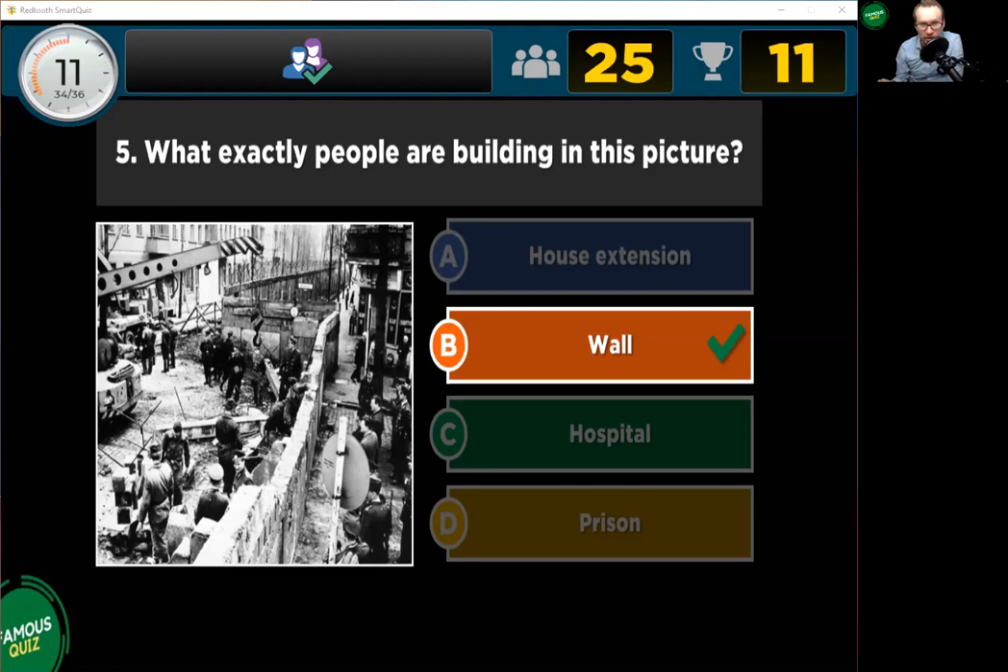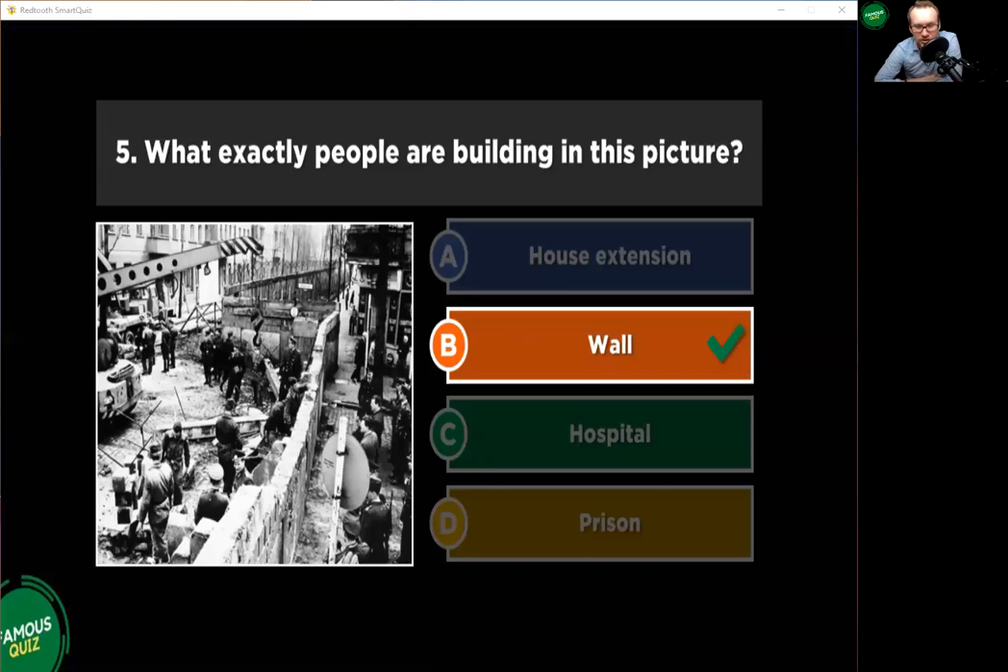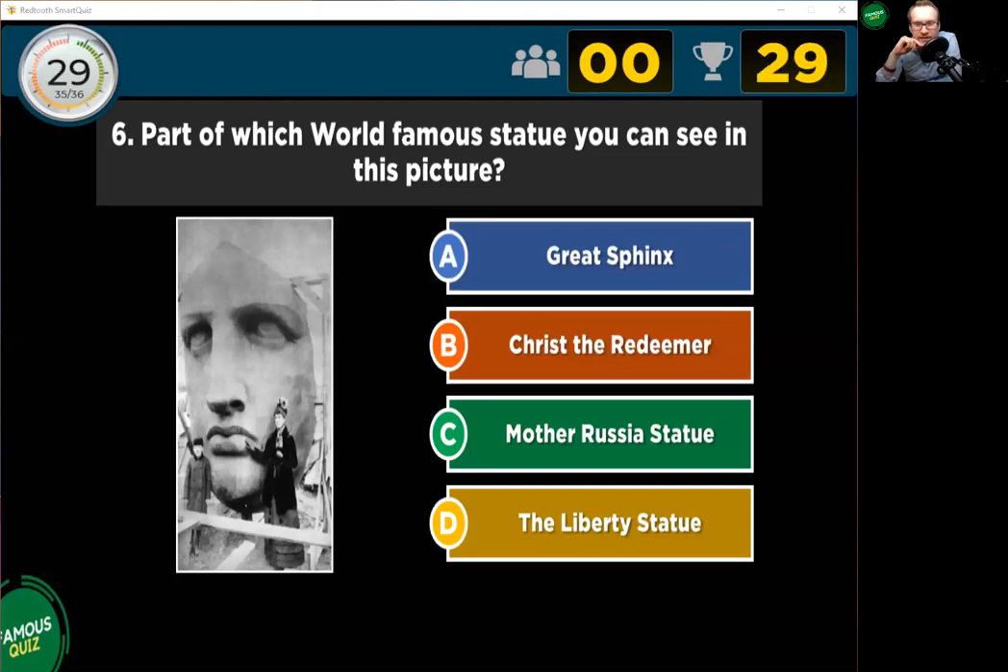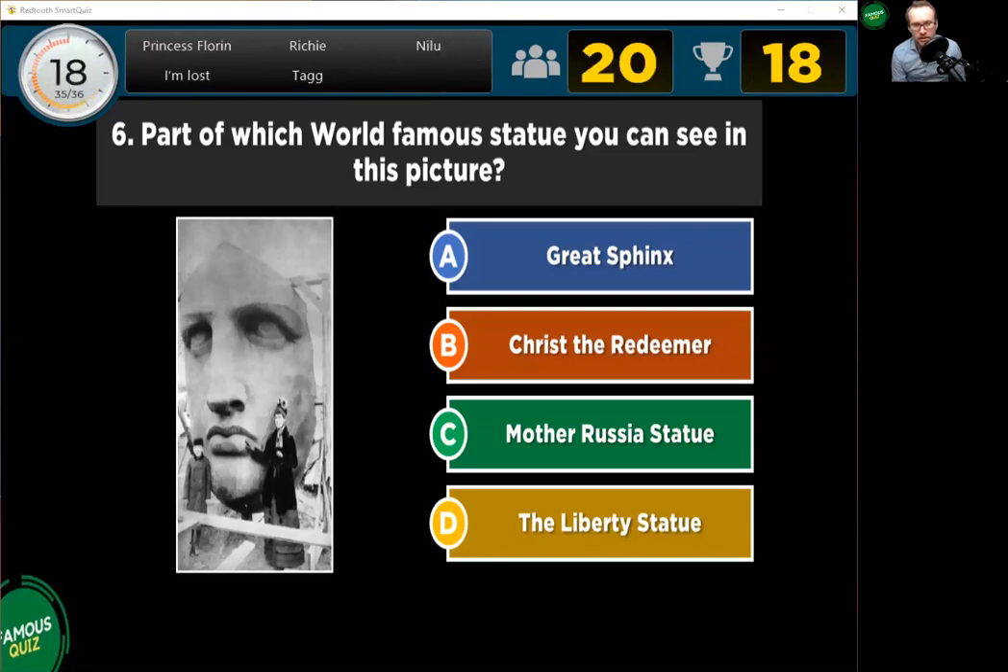Okay, how many correct answers? Oh, less than half. Yeah, less than half. Okay, question 6. Part of which world famous statue can you see in this picture? Great Sphinx, Christ the Redeemer, Mother Russia statue, or Liberty statue. Which statue can you see? It's the facial part of this statue. Okay, everyone answered within 18 seconds. Let's see the correct answer.